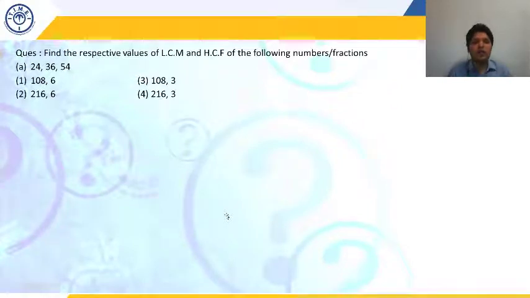Right? Next question. Find the respective values of LCM and HCF of the following numbers. A part is 24, 36, 54. You need to find the LCM as well as the HCF of 24, 36 and 54. Take 1 minute to solve this question yourself. Three numbers are given. Just try this question.